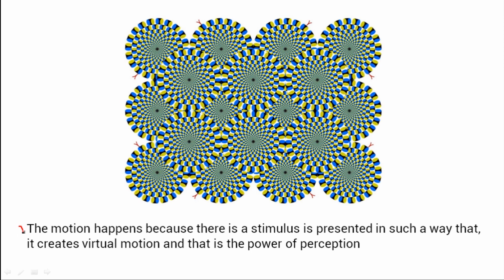So the motion happens because a stimulus is presented in such a way that it creates virtual motion, and you see the power of perception. And the things that don't exist actually start existing. It is not only with figures that perception can happen, it can happen with a lot of things.